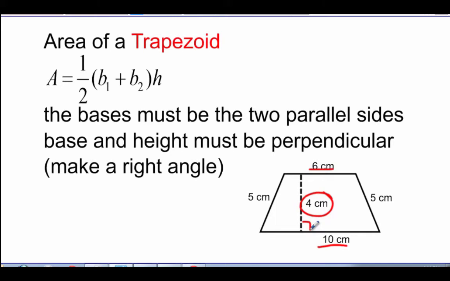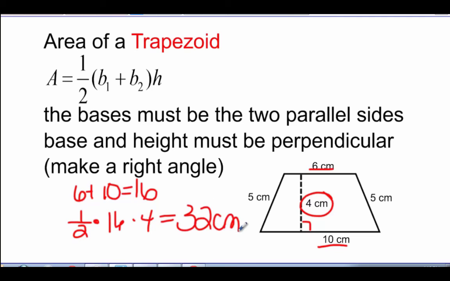So I'm going to do 6 plus 10, adding my two bases together equals 16. I need to do 1/2 times 16 times 4. And for me, it's easier to take 1/2 of 16 before I multiply times 4. So I'm going to take 1/2 of 16, which is 8, and multiply that by 4. And so I get 32 square centimeters.